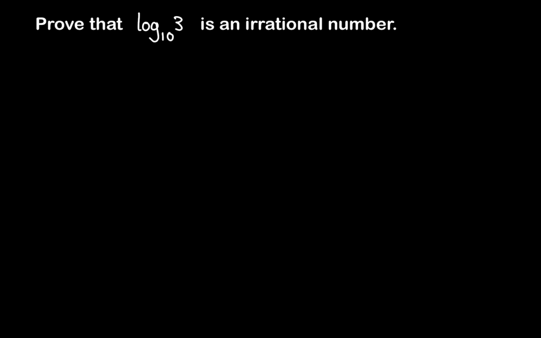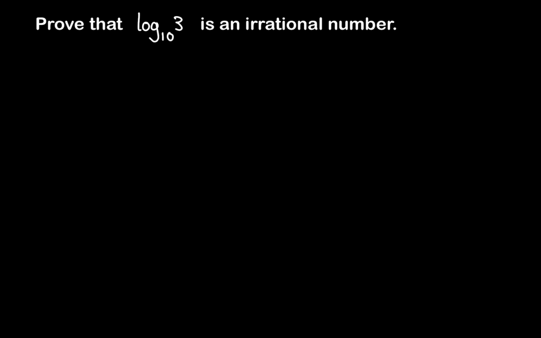Go ahead and try the following maths question. Try to prove that the log of 3 to the base 10 is an irrational number. So essentially what we're asking is for you to prove that 10 to the power of some number equals 3. We're asking you to prove that this number that makes the equation true is irrational. We're asking you to prove the exponent is an irrational number.